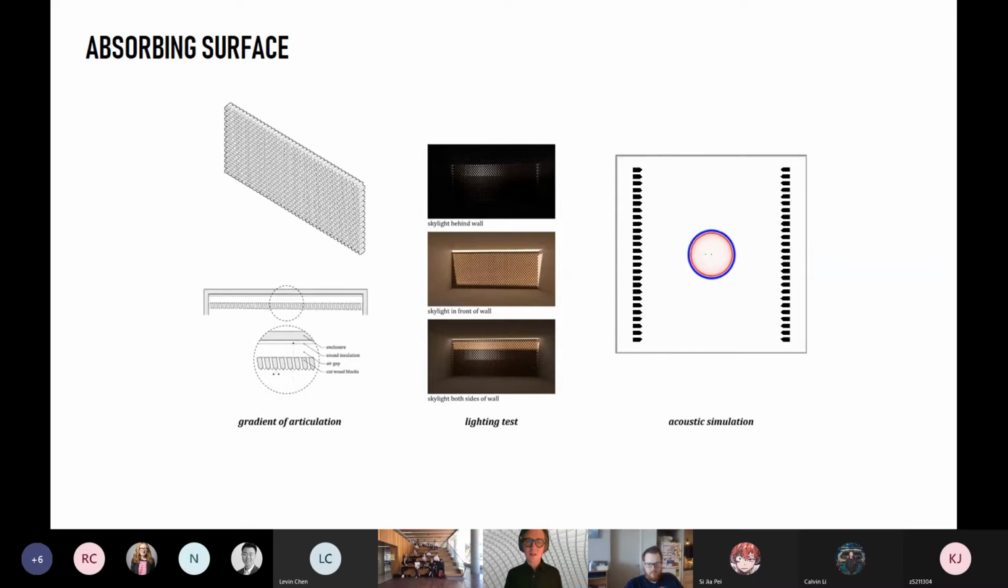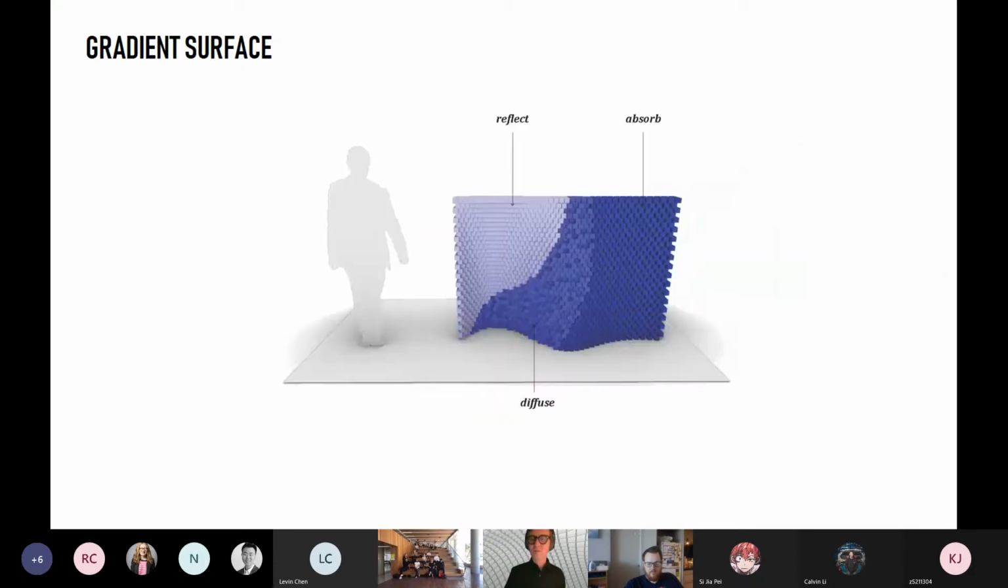And then finally, we can space those blocks apart, which then the sound can just travel through those geometries and be absorbed by the surface beyond. And what we can do is combine those three different ideas into a single surface.